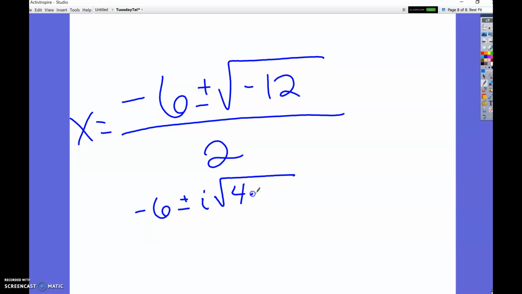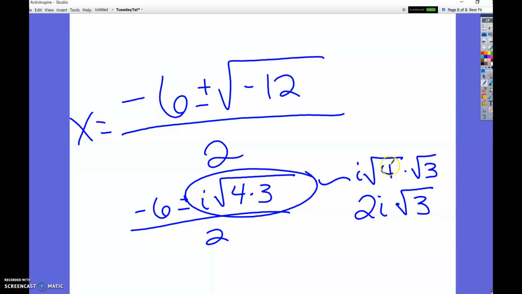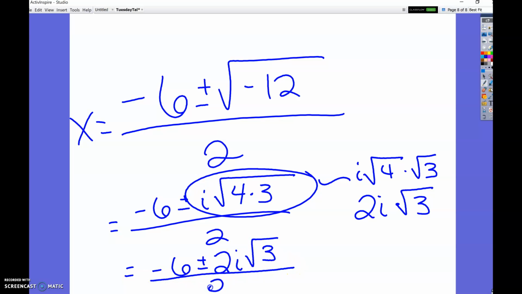Well, isn't 12 4 times 3? If I do that, I can actually square root this. I can write this part, this is called the discriminant, as the square root of 4 times the square root of 3, and I have my i out there. Well, we know the square root of 4 is 2, so I can put a 2 there. And then I leave my root 3 because there's no perfect square of that. So I could actually rewrite this as negative 6 plus or minus 2i square roots of 3 all over 2.